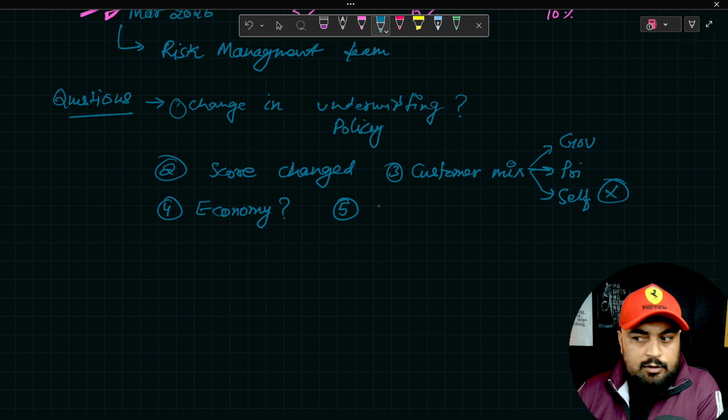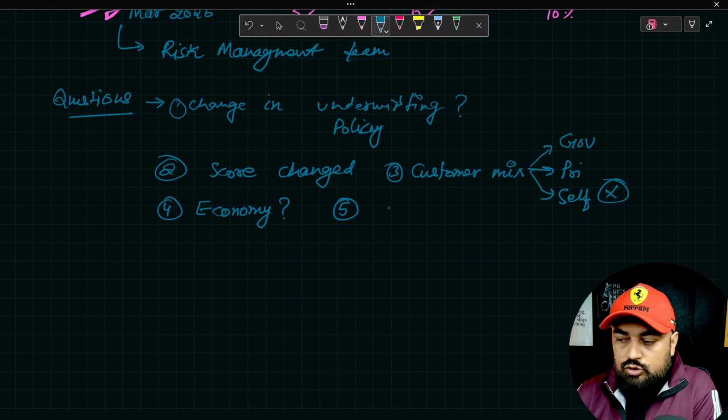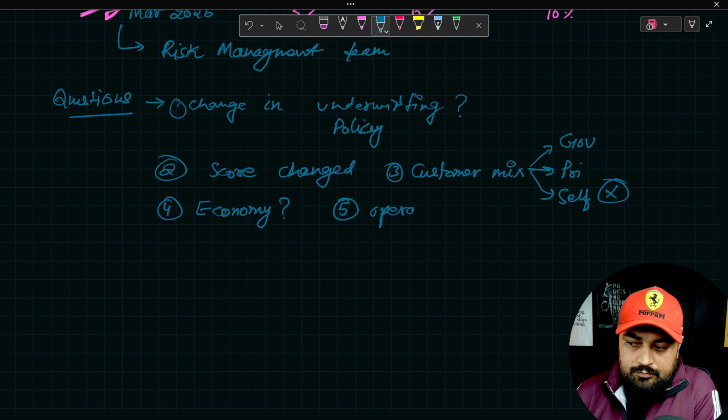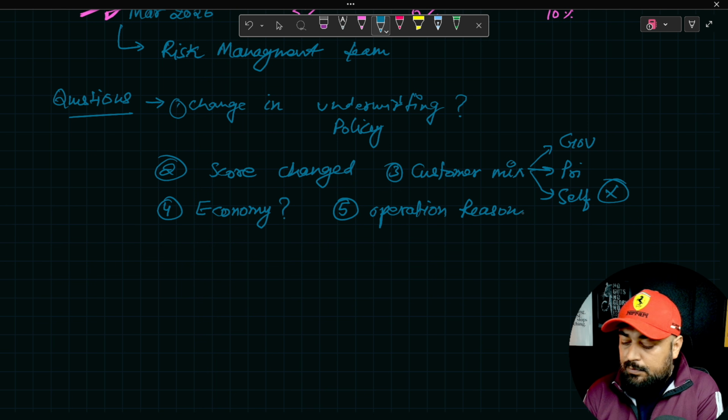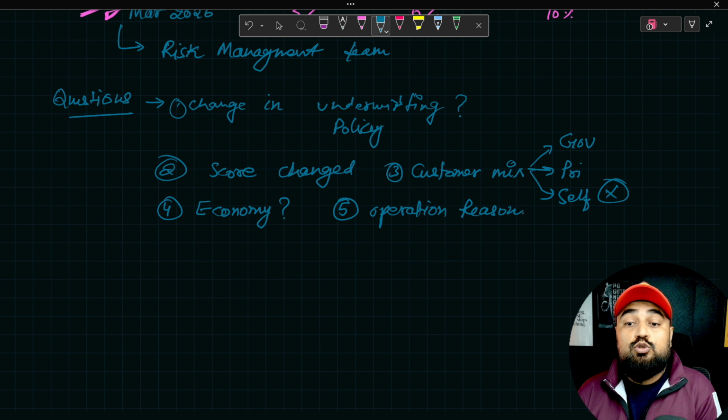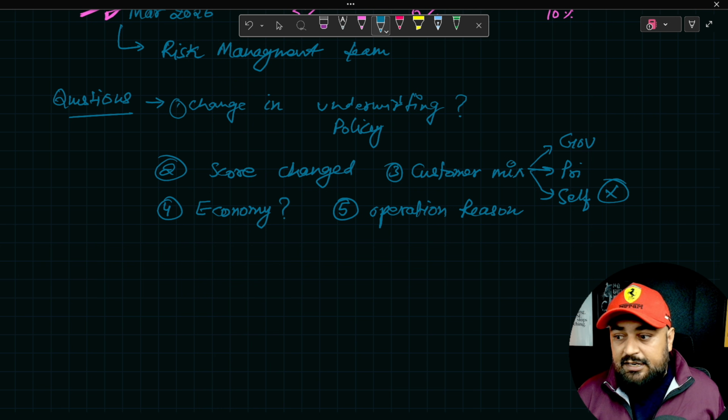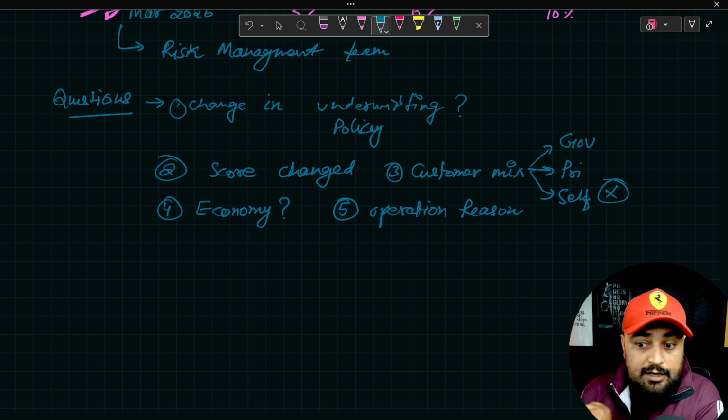And one of the most common ones, not exactly the most common, is the operational reason. Is there any change in the internal process which is causing these March customers to get loans which they should not have got? Okay. So this is a very important question. These are the questions which you're going to ask.